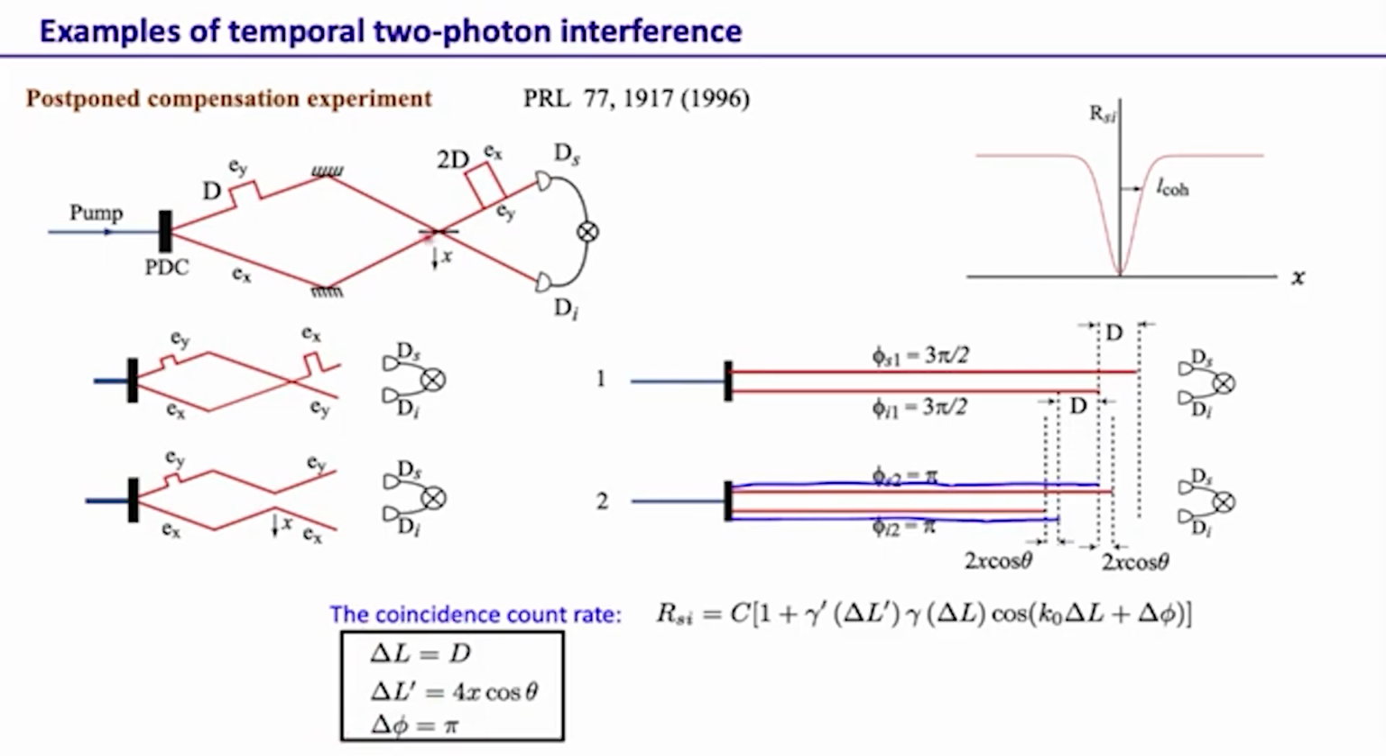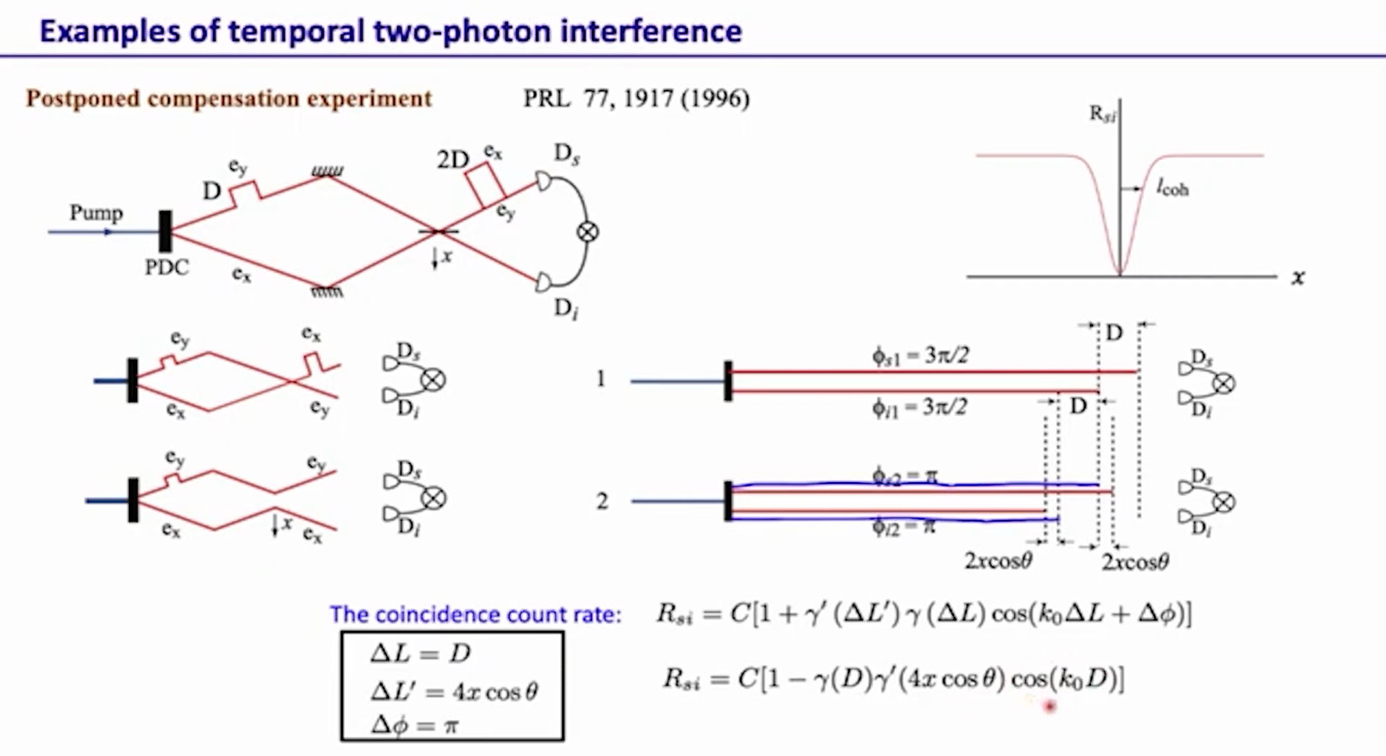So this is pretty much the same as the Hong-Ou-Mandel effect we did in the last example, except that delta L in the other case was 0, and now it is D. So if we just substitute these values in here, the coincidence count rate is given by this expression. We have gamma D, gamma prime 4x cosine theta, cosine k naught D.